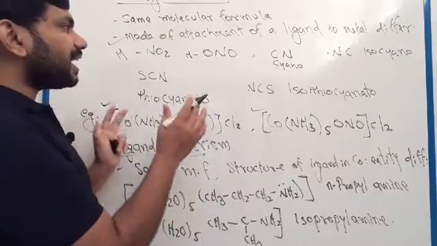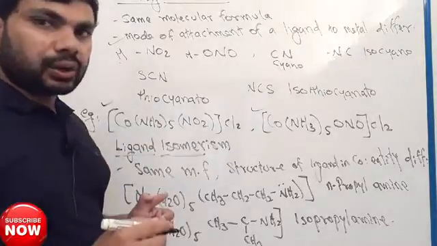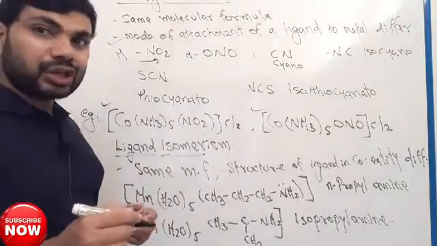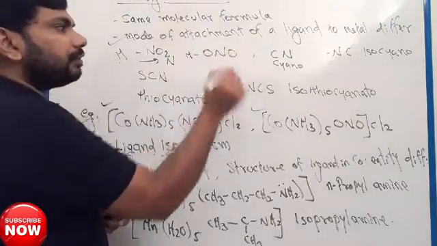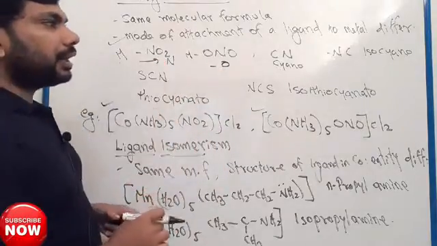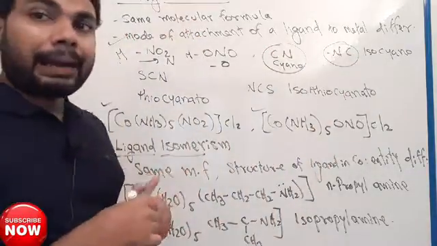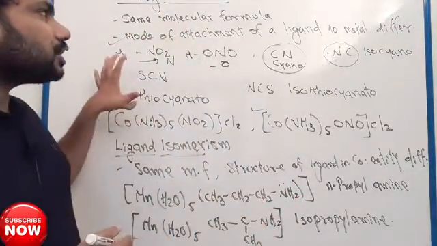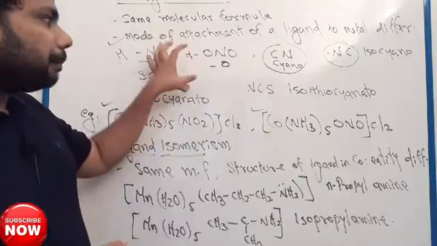So the mode of attachment of the ligand to the central metal atom is different. We know if there is NO2 we say nitro-N, and here ONO we say nitrito-O. This is another type of ligand, mainly ambidentate. Ambidentate ligands come in linkage isomerism. So here NO2 and ONO is an ambidentate ligand.